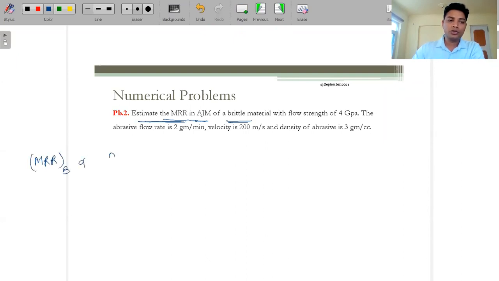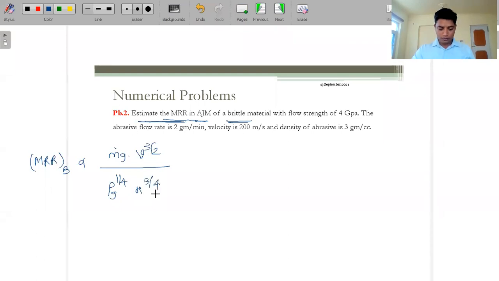directly proportional to m dot g, v to the power 3/2, rho g to the power 1/4, and h to the power 3/4. Okay guys, so I think this is the formula. Yeah, this is the formula. So let's see what is given to you.